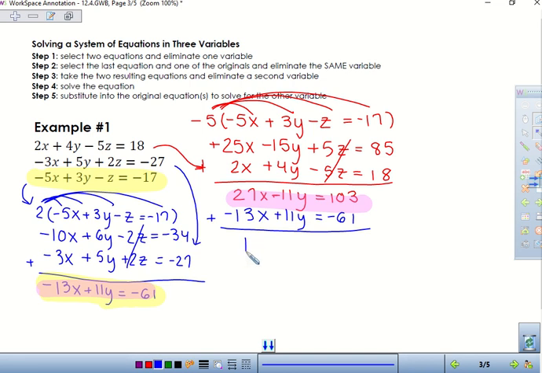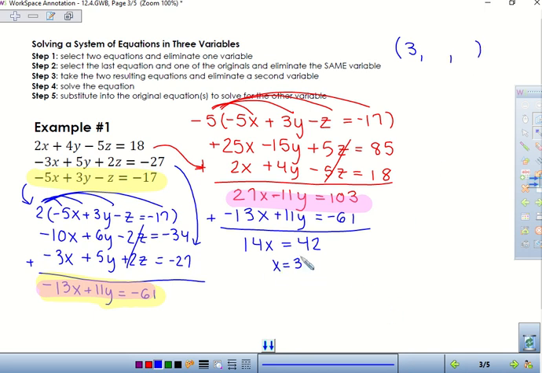So I add these together, I get 14x equals, oops, I did that wrong. 103 minus 61 is 42, which means x equals what? 3. So far in our solution, we have 3, and we still have to find y and z, right?